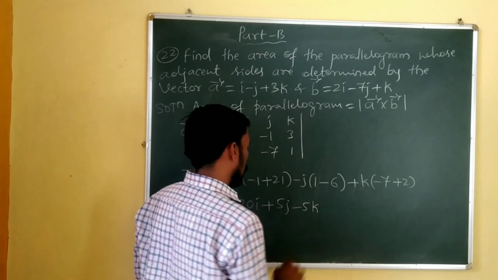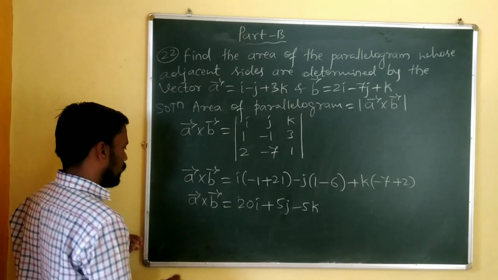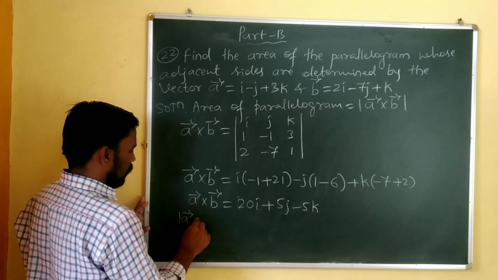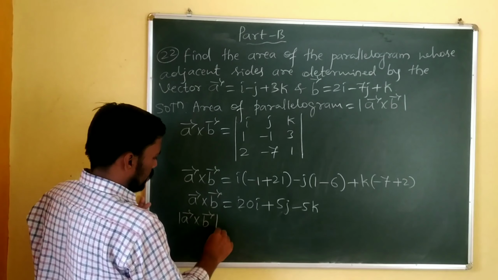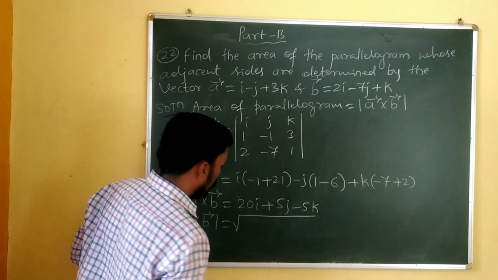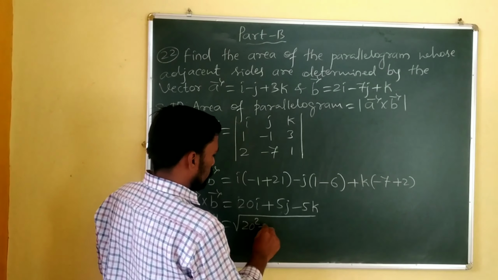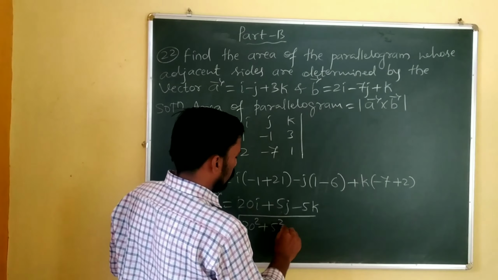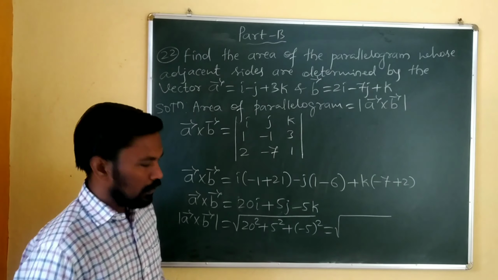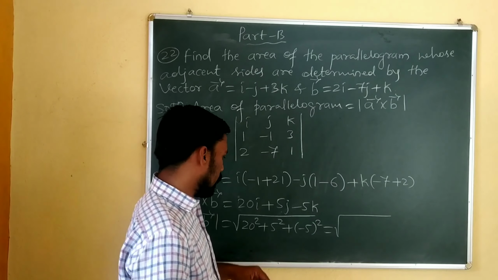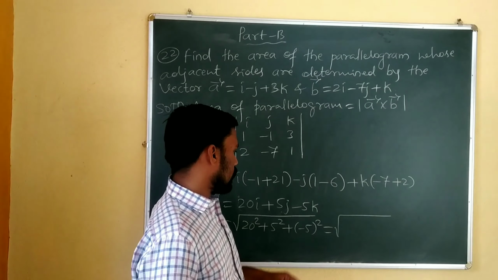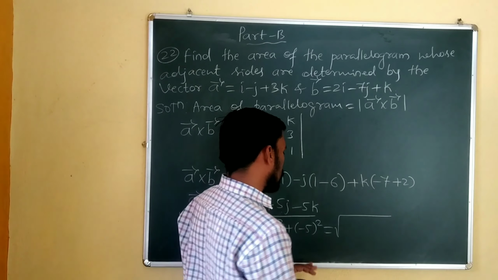Okay. Now take the magnitude of this vector. Magnitude of A cross B is equal to the square root of 20 square plus 5 square plus minus 5 square. That is equal to the square root of 20 square value 400, 5 square value 25, 400 plus 25, 425 plus 25, which is 450.